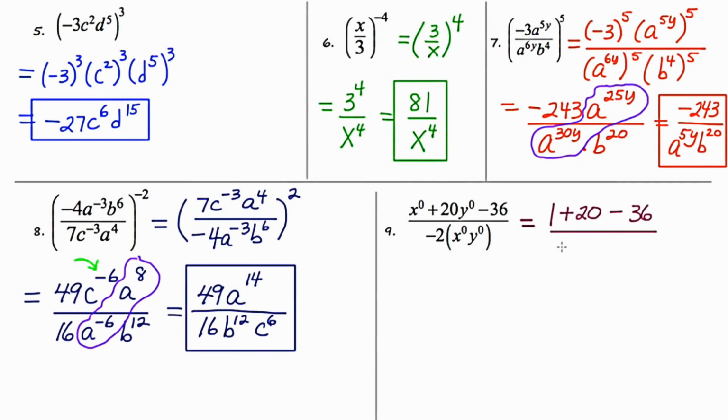Then we've got negative 2 on the bottom. And then x to the 0 is 1. Y to the 0 is 1. So 1 times 1 is 1. So everything in that parenthesis chunk is another 1. So what we really have here is 21 minus 36, which is negative 15, over negative 2, which is 7.5. Now, if you decided to leave that as 15 halves, that would be fine. But just make sure you remember that two negatives divided make a positive. So there's one more example to go, and then we're done.